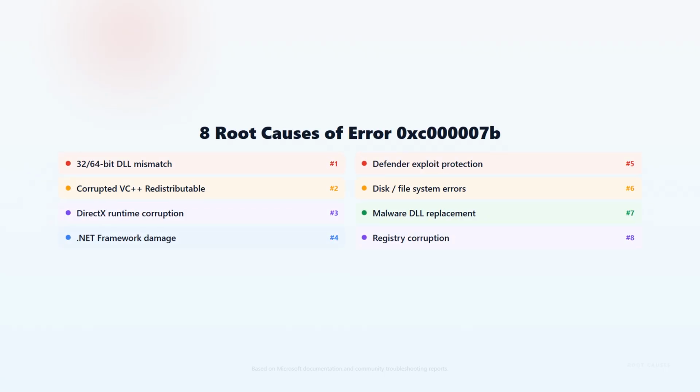was installed. Here are all 8 root causes ranked by frequency. Number 1 is the 32-bit and 64-bit DLL architecture mismatch. Number 2, corrupted Visual C++ Redistributable. Number 3, DirectX runtime corruption. Number 4, .NET Framework damage. Number 5, Windows Defender exploit protection blocking DLL loading. Number 6, disk or file system errors. Number 7, malware replacing system DLLs. And number 8, registry corruption.